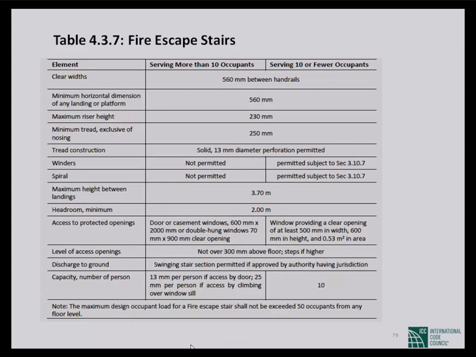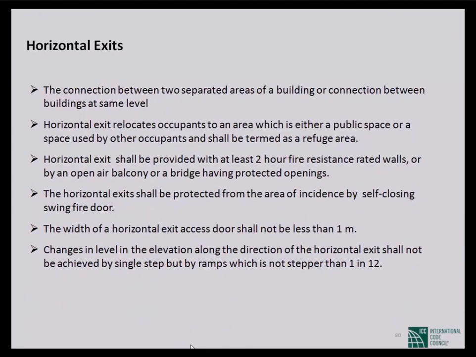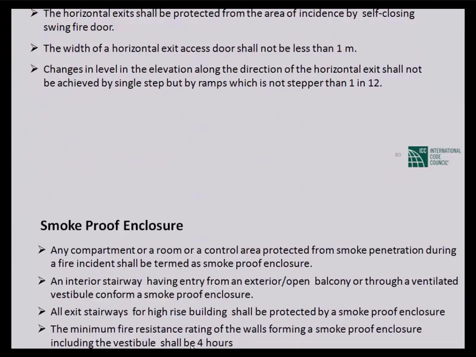But if it is 50, it will be very difficult to make the building. So I think somehow this is my idea. It may not be true. So you see this horizontal exit. You have to be very careful about the horizontal exit. It's a safe area, but at the same level.